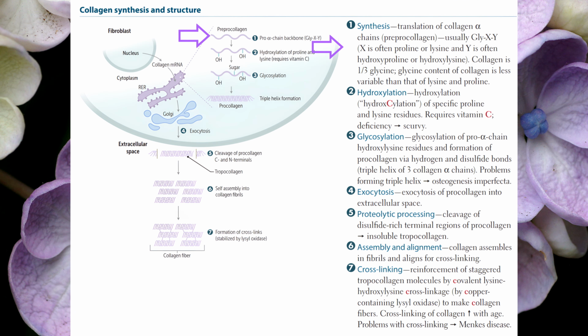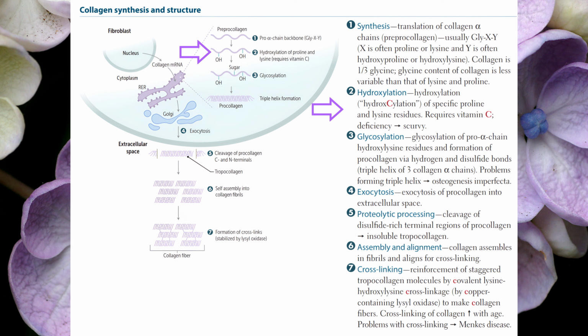Collagen synthesis and structure. 1. Synthesis, translation of collagen alpha chains, pre-pro collagen, usually glycine-X-Y. X is often proline or lysine and Y is often hydroxyproline or hydroxylysine. Collagen is 1/3 glycine. Glycine content of collagen is less variable than that of lysine and proline.